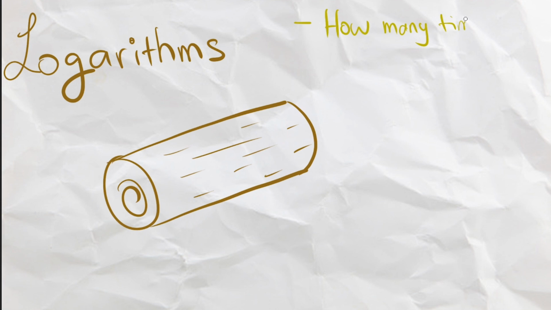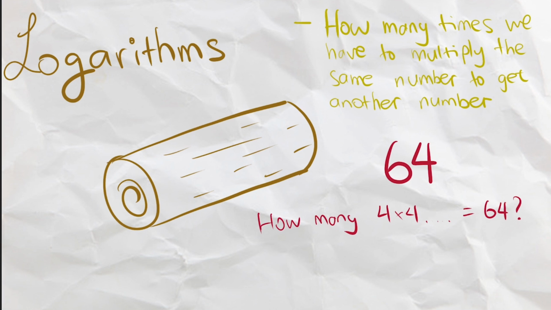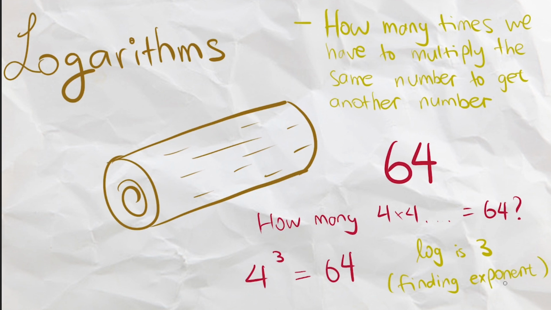So to start, to put simply, log tells us how many times we have to multiply the same number to get another number. So, to get a 64, how many 4s do we have to multiply together? We need to multiply 3 times. So, the log of this particular example will be 3. You can think of it as finding the exponent.